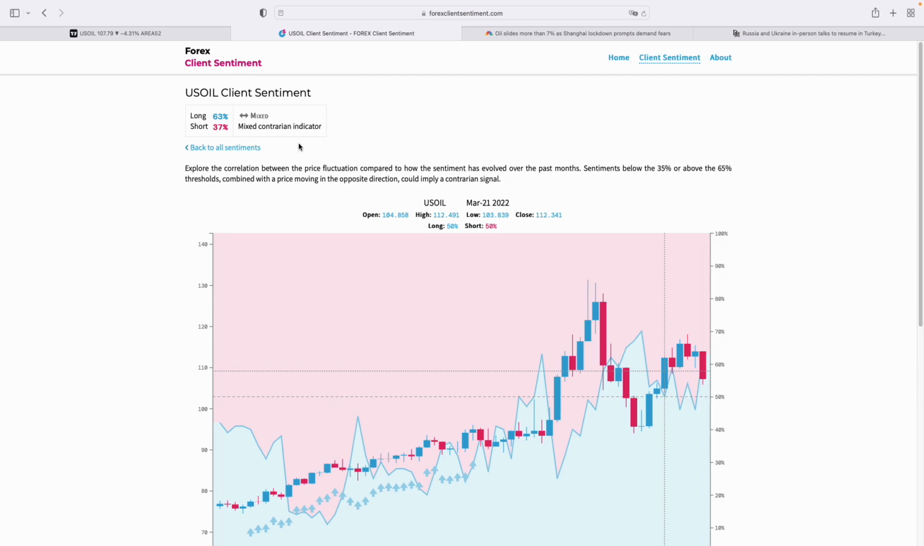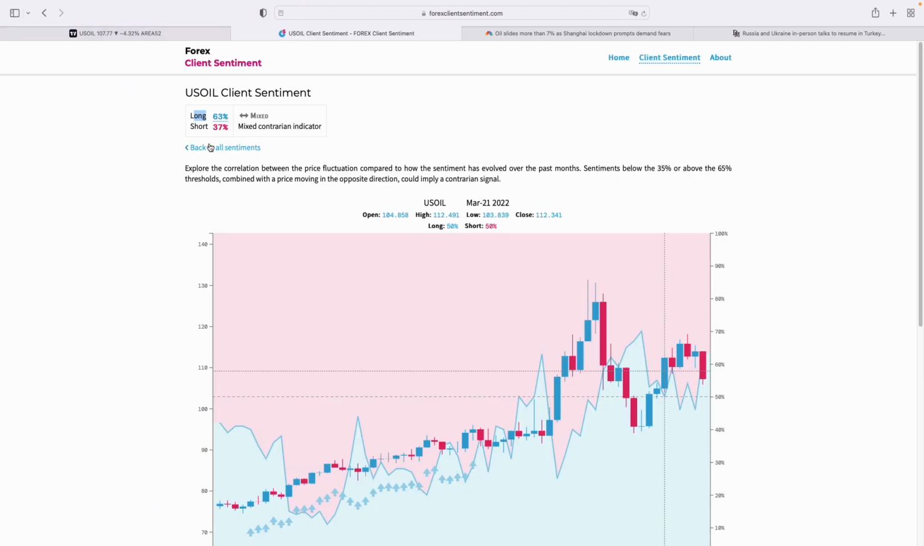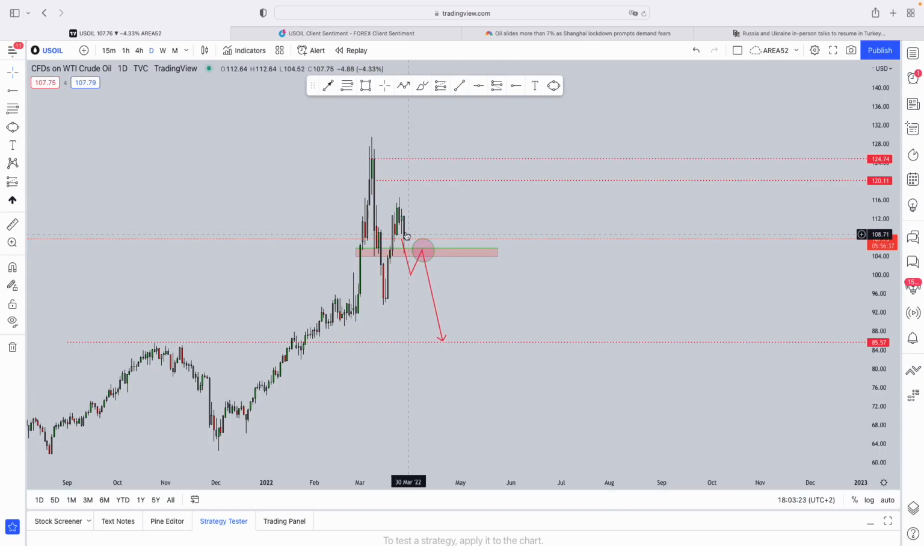We can see based off the last report that we have 63% of retail traders buying. We got 37% of them selling, which gives us a further indication that we could potentially see this break to the downside before the continuation takes place there as well.